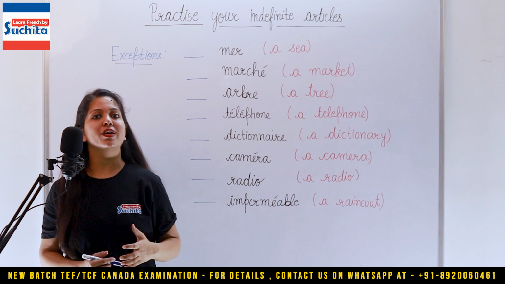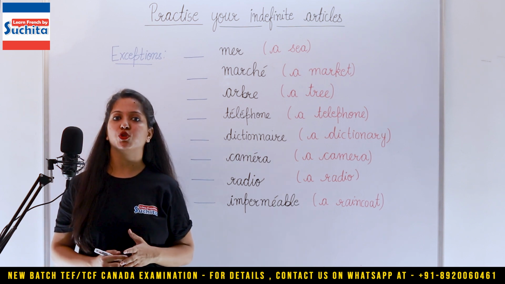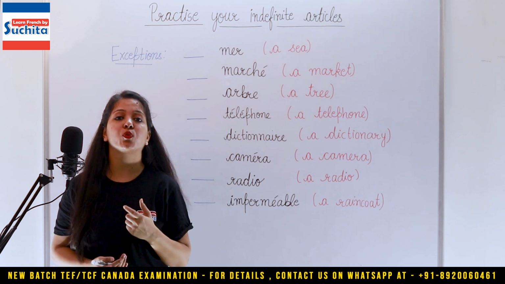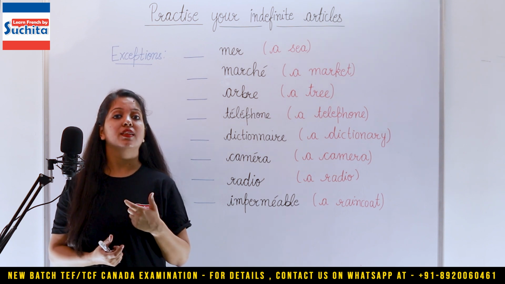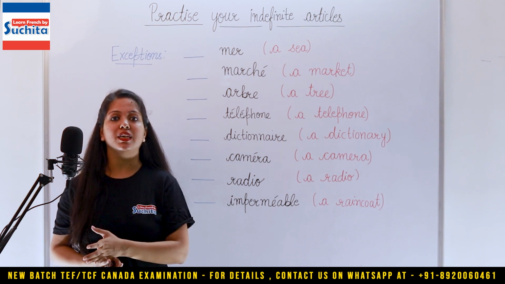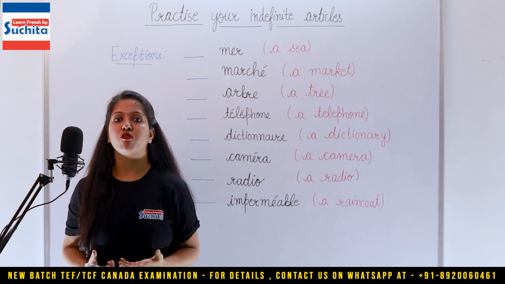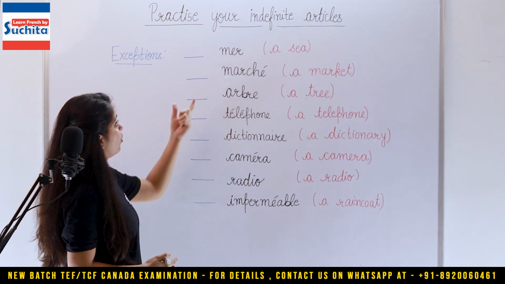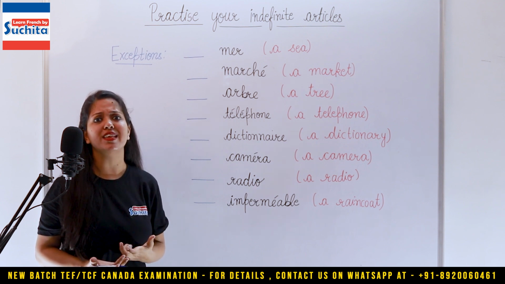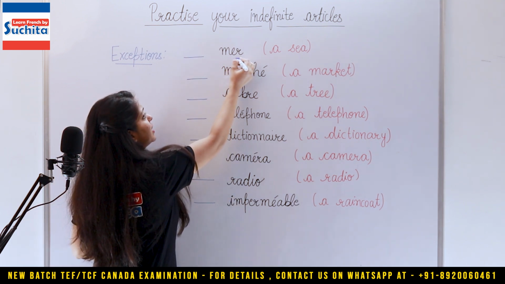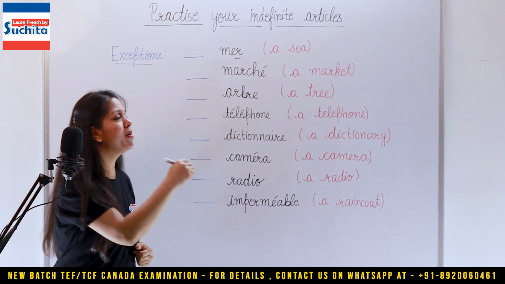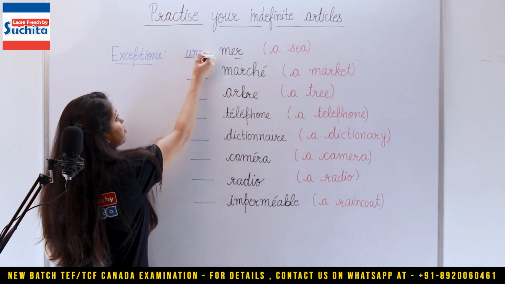So now here I've quoted certain examples which are all exceptions. Since it is an exception, your rule will now become opposite. If your word ends with the letter E, then in that case, it is going to be masculine, and if it does not end with the letter E, then it is going to be feminine. Now, the first word, mer. Mer, which means a sea. Now, it is not ending with the letter E. Un mer, une mer. Une mer. That's right, because it is an exception now.